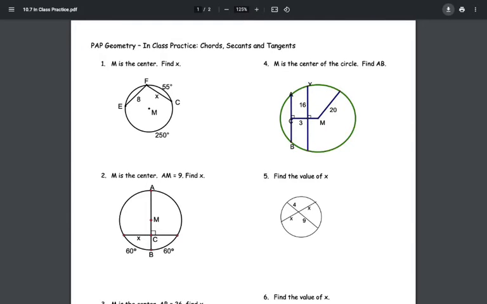Keith, and we're going to now do notes over the in-class practice for the chords, secants, and tangents. So using what we learned in the notes, we're going to apply that here to this in-class practice.